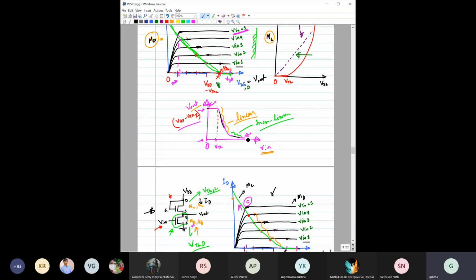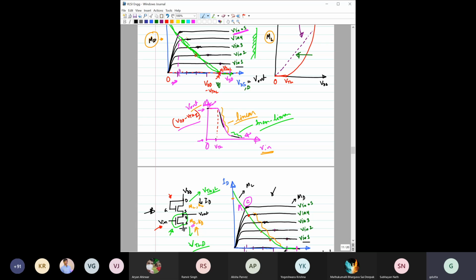And also this VOL dash, that is not equal to 0. So both the highest output and the lowest, I mean the maximum and minimum output, are not equal to the rail voltages. So that is also another disadvantage. Why is this a disadvantage?